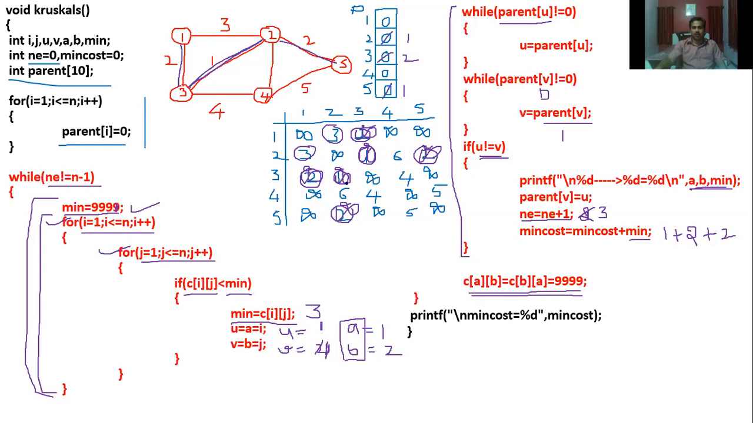That is from 1 to 2. Even 1 to 2, this will be infinity, and this will be infinity. No need of considering this edge. No updation in your number of edges, no updation with respect to the parent, and no updation with respect to your minimum cost. NE still remains 3. 3 not equal to 4.